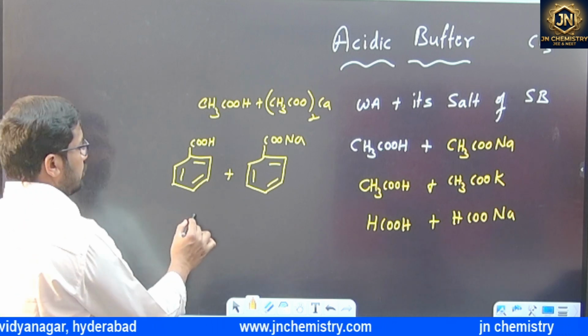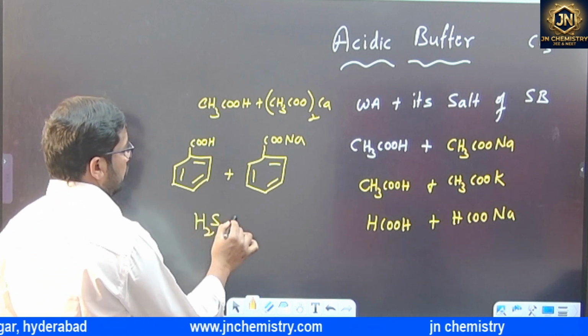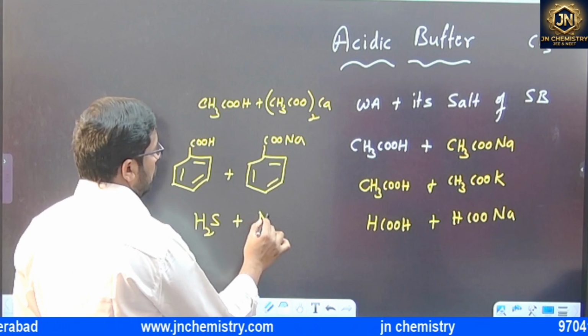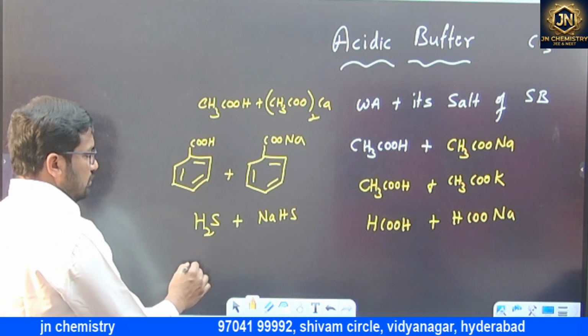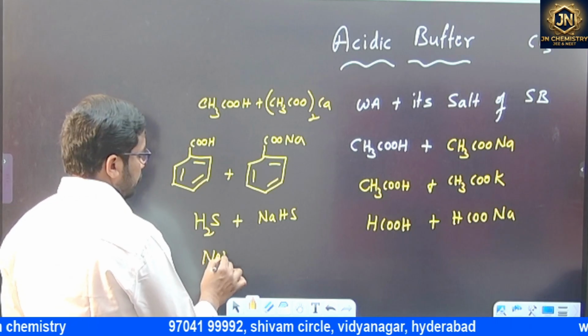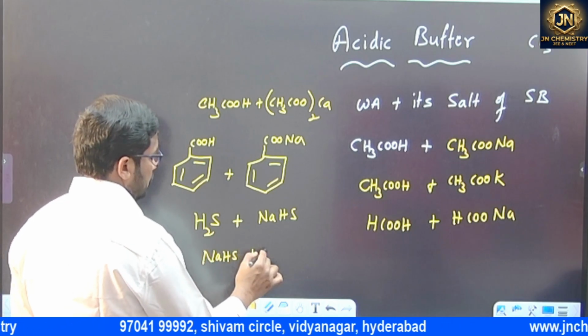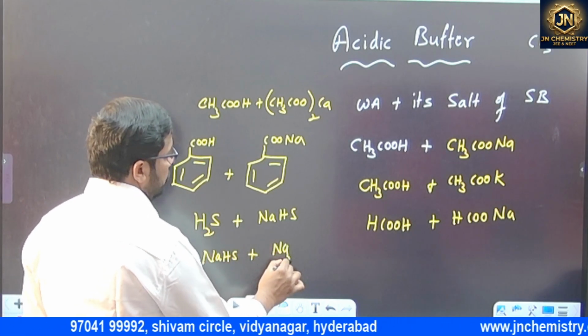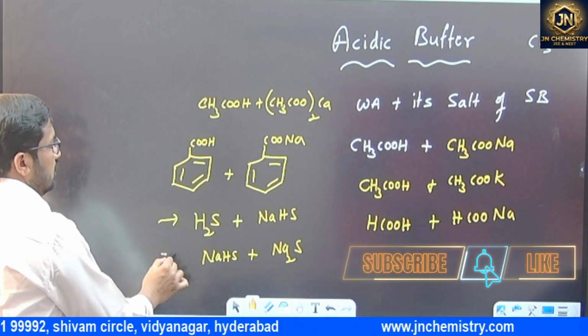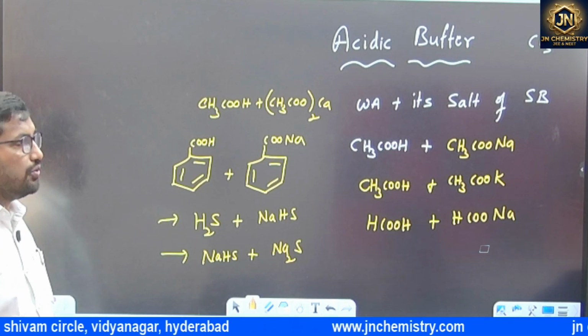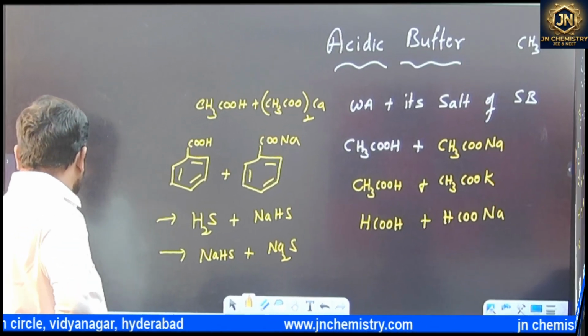For example, H2S plus NaHS. So NaHS also we can take, plus Na2S. This is one type of buffer. This is another type of buffer. Two types. So here is one more important thing.